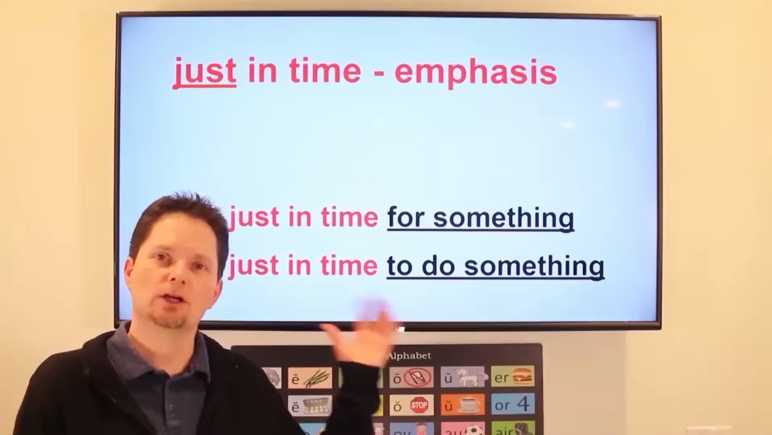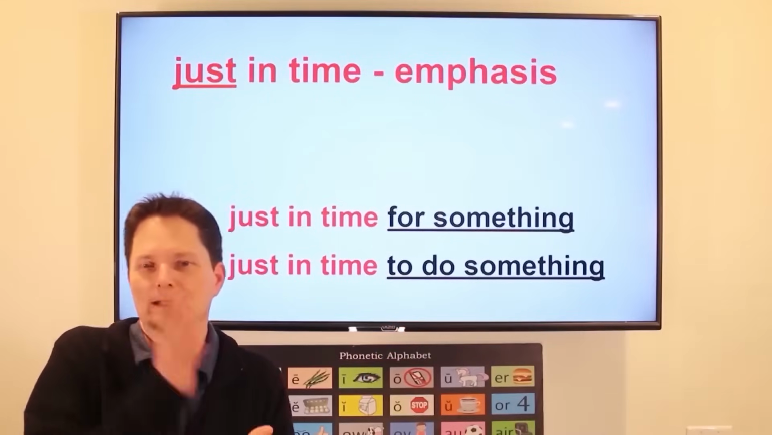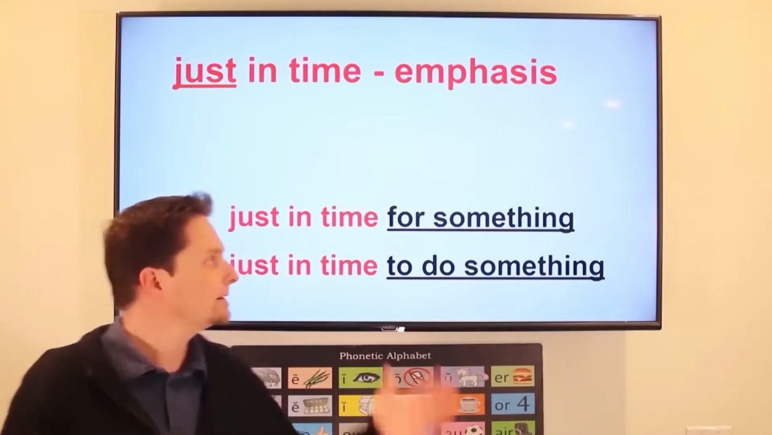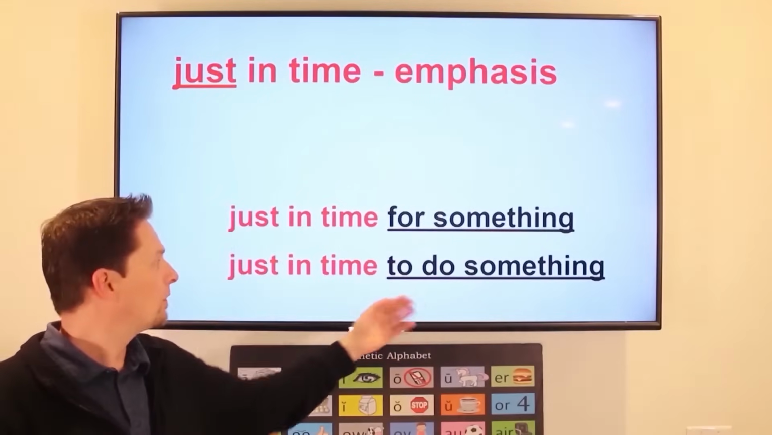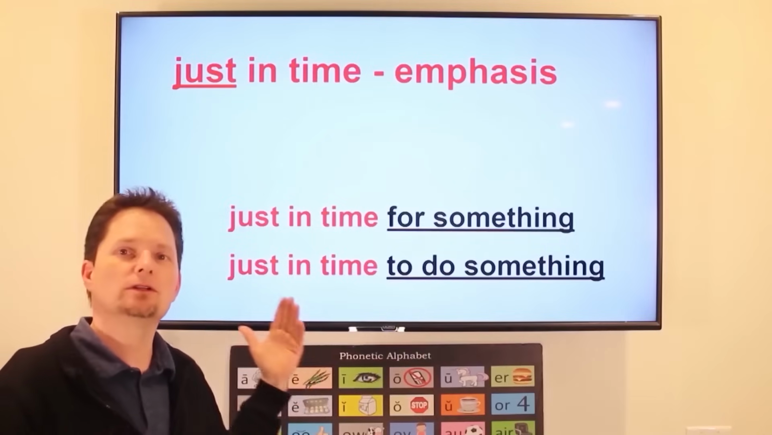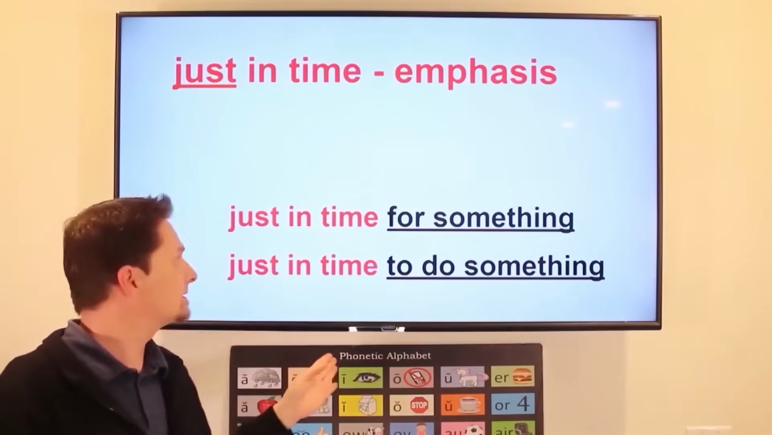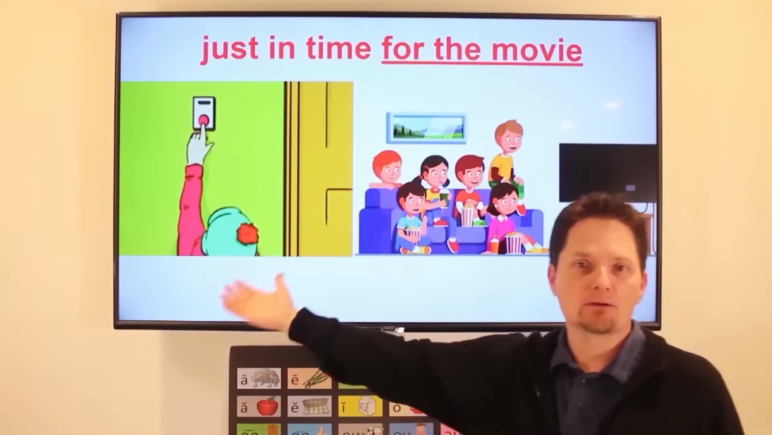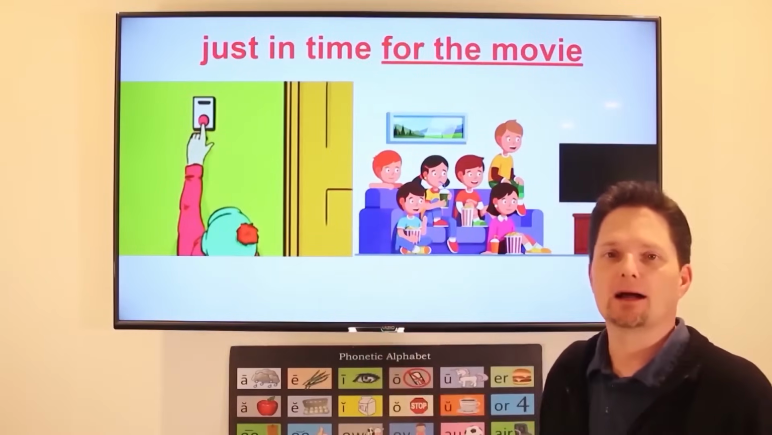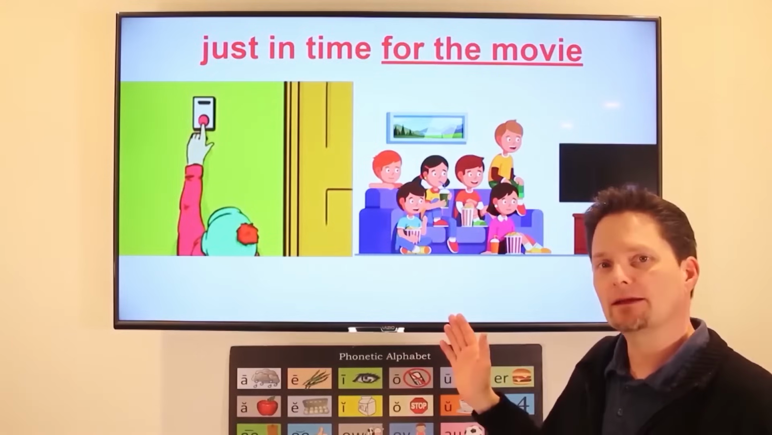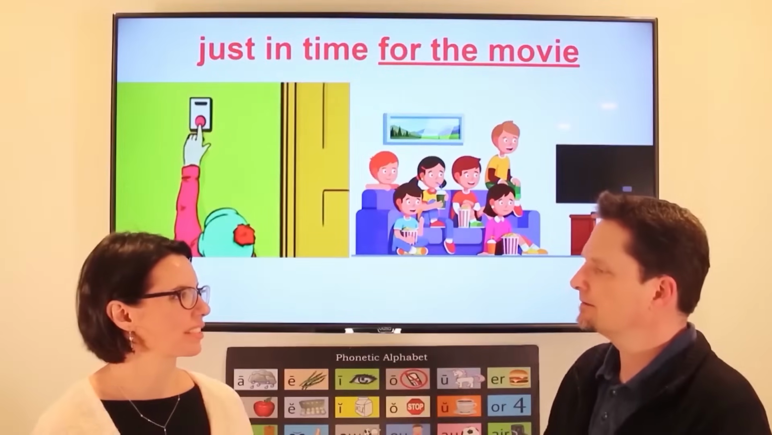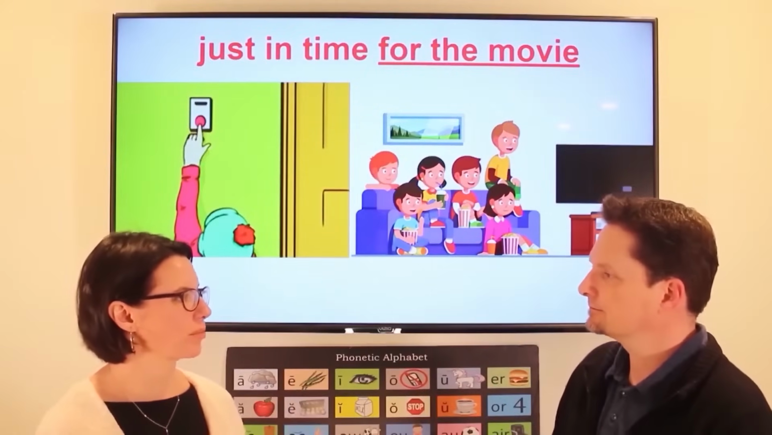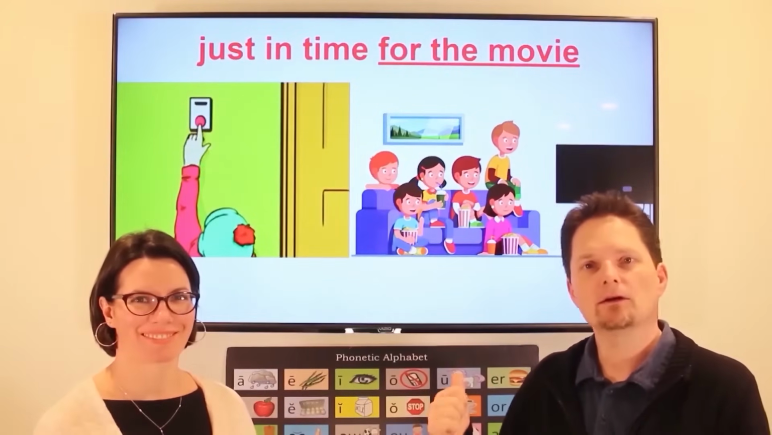Very good. We use just in time when it's exactly in time for something. Exactly in time for something or to do something. Use just. Just in time. They are about to watch the movie. And she arrives exactly in time for the movie. So she got there just in time for the movie. Did she get there in time for the movie? Yeah, she got there just in time for the movie.